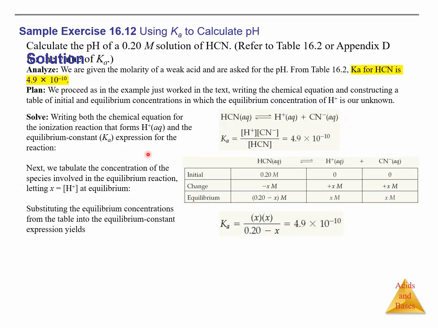Again, we put the equilibrium reaction, Ka equals the concentration of products divided by reactants, and this Ka is equal to this value. Now we want to determine H+. Initially 0.200, change is minus x, plus x, plus x, and at equilibrium 0.2 minus x, x, x. So Ka equals x times x divided by 0.2 minus x, and this will equal this small value, 4.9 times 10 to the minus 10.